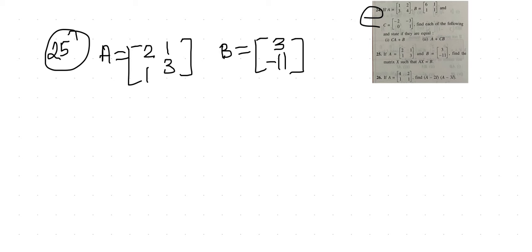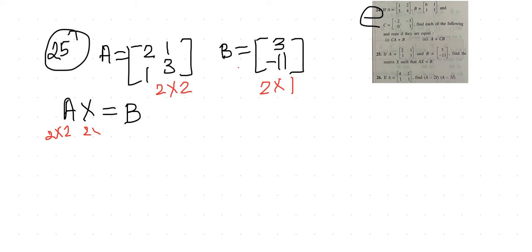First we will find out what the order of matrix A can be. They have written AX is equal to B. So you can clearly see that A is of the order 2 into 2, and B is of the order 2 into 1. For B I have been given that the order is 2 into 1.